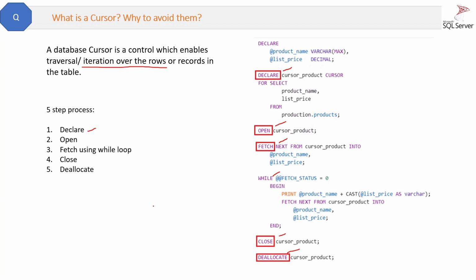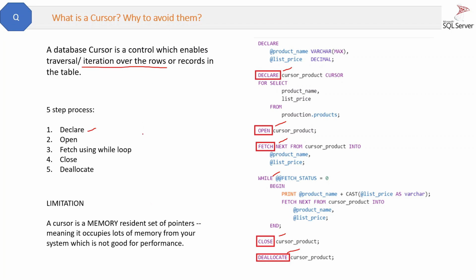The next part of the question is why to avoid them. The answer is a cursor is a memory resident set of pointers, meaning it occupies a lot of memory from your system. When you are iterating rows one by one, it is basically consuming a lot of memory, and whether it's SQL Server or ASP.NET server, if anything is consuming memory, that is not good for performance. So that's why you should avoid them, because it's not good for performance.